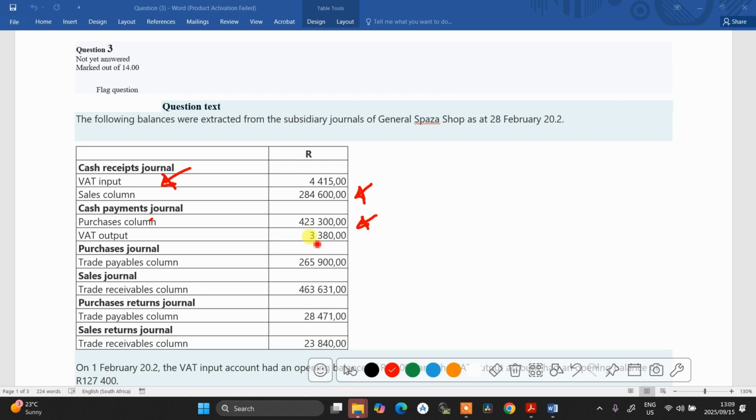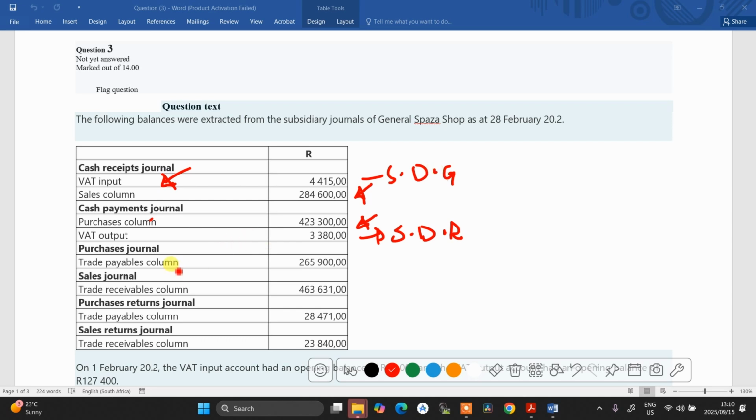Okay, then this VAT output that we are given here, this simply tells us that when we were paying for some of our items, we were given a settlement discount. So this is settlement discount received. Okay, settlement discount received, and this one is settlement discount granted. So it is important to make this distinction because one of these will go to the VAT output and the other must go to the VAT input. Okay, but I'll explain that as we proceed.